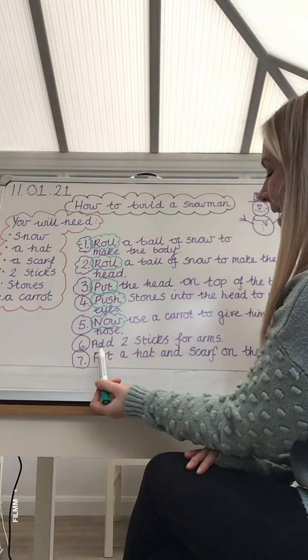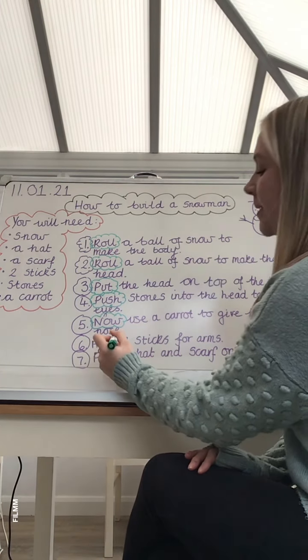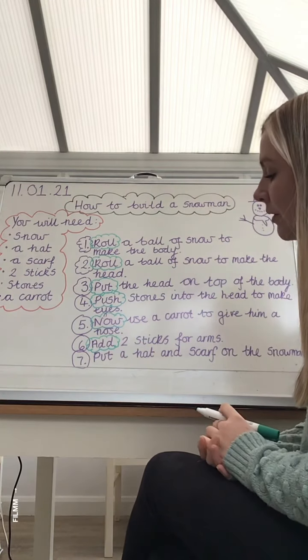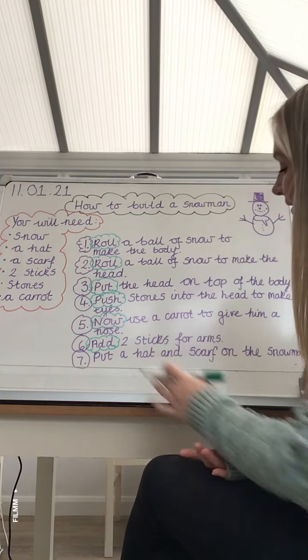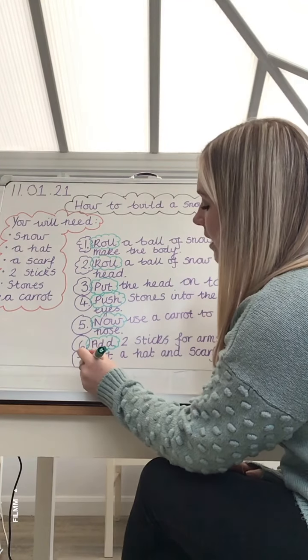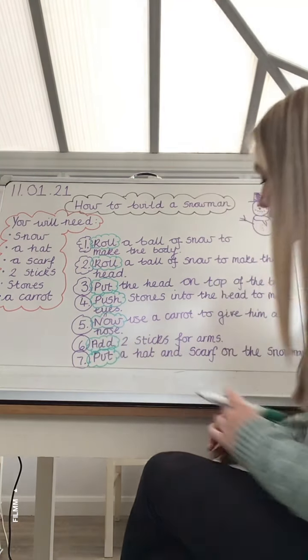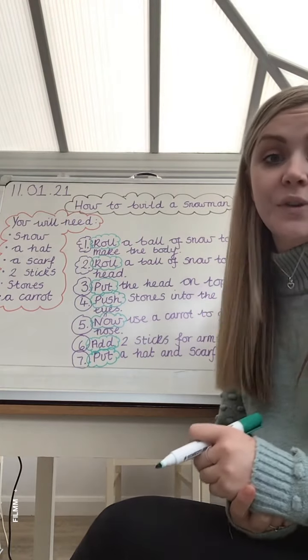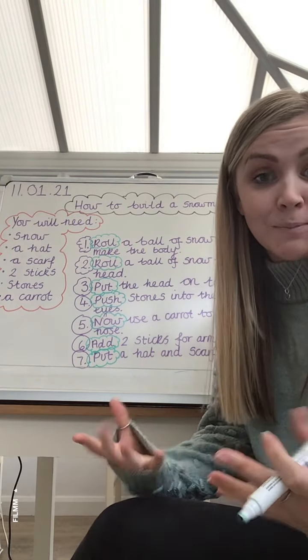Instruction number 6. Add 2 sticks for arms. Add is the bossy verb. It's telling Pedro what he needs to do. And finally, instruction number 7, put a hat and scarf on the snowman. Put is our bossy verb. It's telling Pedro that he needs to put a hat and a scarf on top of the snowman to make him complete.